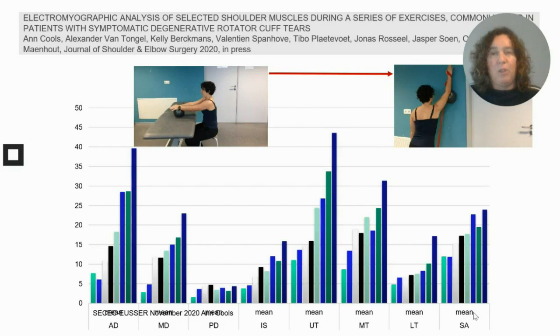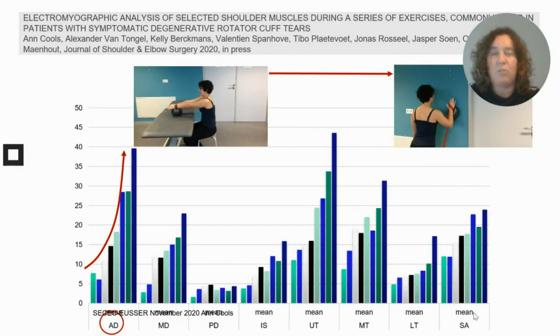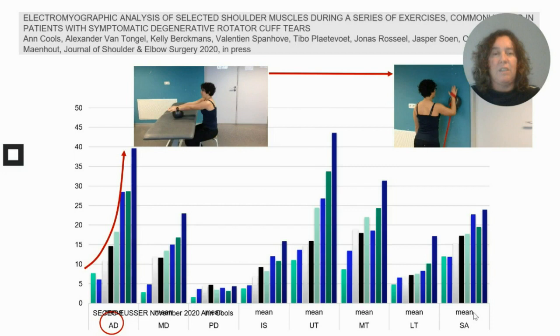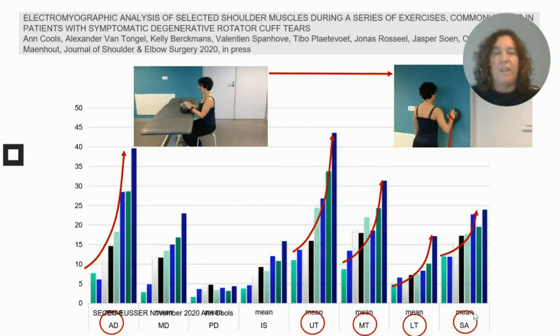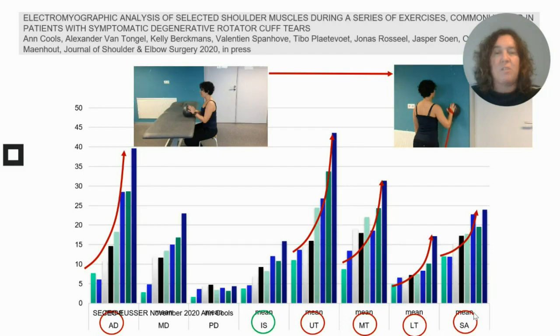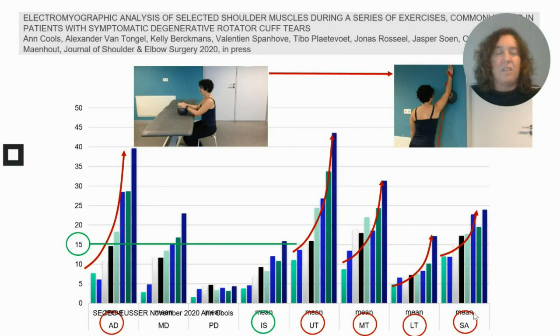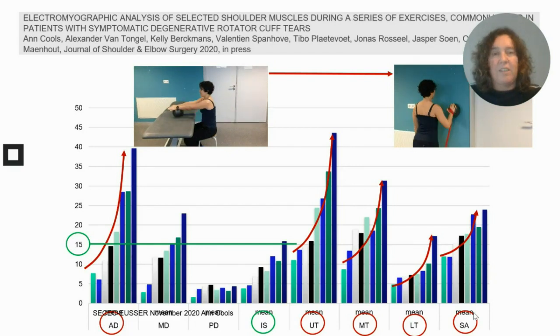So what we mainly found in a progression between the bilateral bench slides with two hands below 90 degrees on your left side and the unilateral wall slide against resistance on your right side, we saw an increase of activity in the anterior deltoid. We also saw an increase in activity in all four major scapular muscles. In the meantime, we saw that for the infraspinatus, that was the representative of the rotator cuff in this study, we never exceeded activity above 15%. So it means that indeed you can train the deltoid and the scapular muscles during elevation exercises without too much load on the rotator cuff.